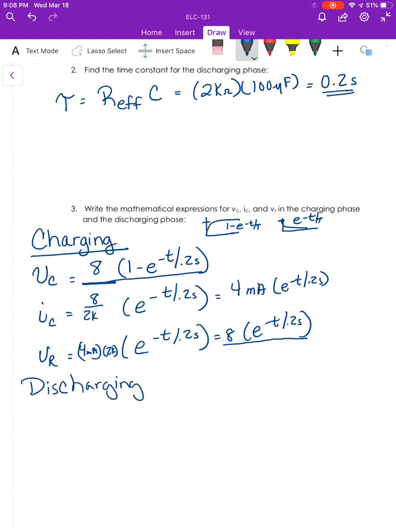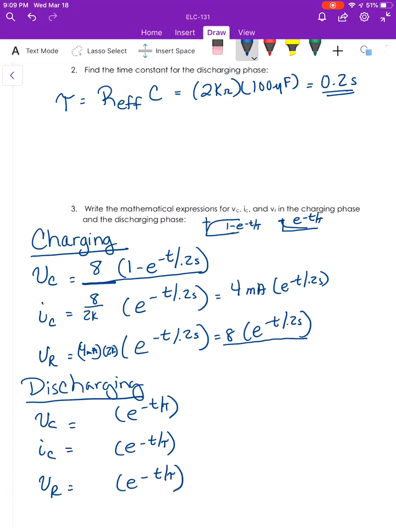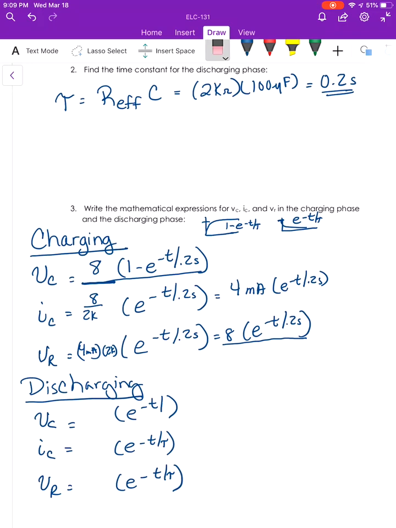Remember, in the discharge phase, we see that V sub C, I sub C, V sub R, anything in the circuit should be starting at a maximum and going down. Okay, e to the minus t over tau. Now tau happens to be 0.2 still. We just need to figure out where each of these values is starting.